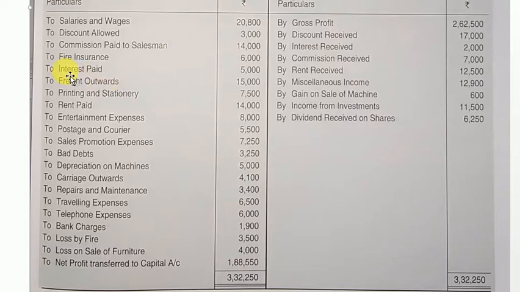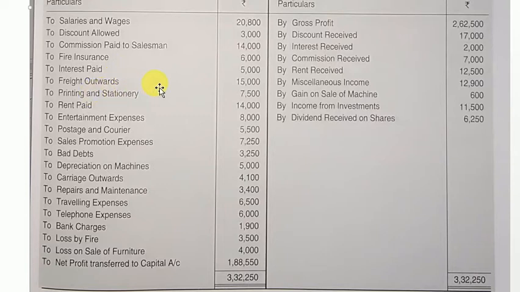And interest paid is also an expense. Whatever loan you have taken, you are paying the amount of interest on it. So this is an expense, and it will be recorded in the debit side of the profit and loss account.